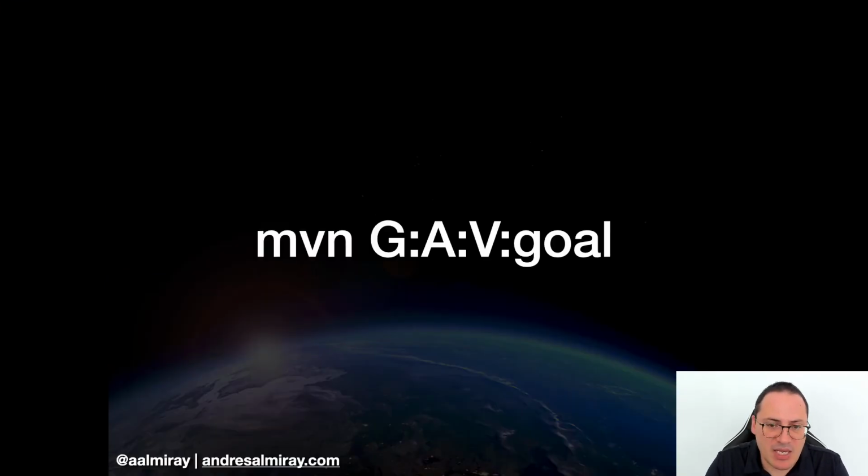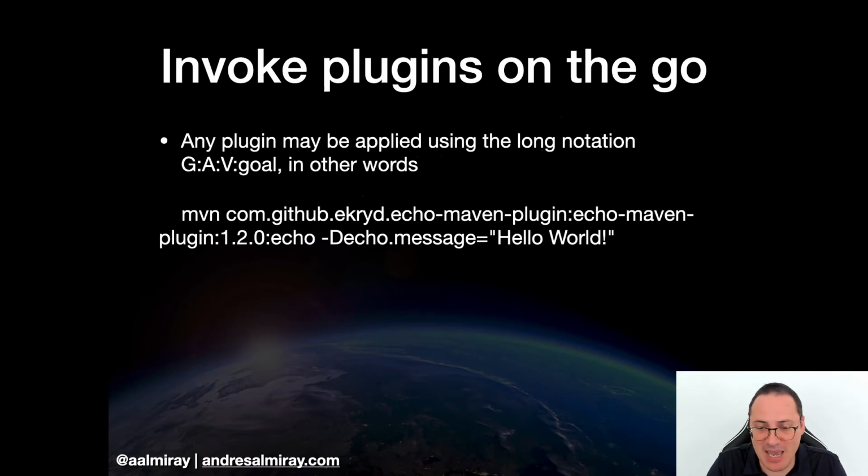And the next item is that you can pretty much invoke any Maven plugin on the command line just by passing the GAV coordinates, which stand for group ID, artifact ID, version, plus the goal, and any other parameter that may be needed. For example, if I wanted to apply the echo plugin, which is not available by default in any Maven build, then I'll have to invoke a command line similar to the one shown in the slide. So Maven plus the group ID, artifact ID, and version of the plugin, which is 1.2.0. Then the goal, which is echo, and then pass any additional parameters.